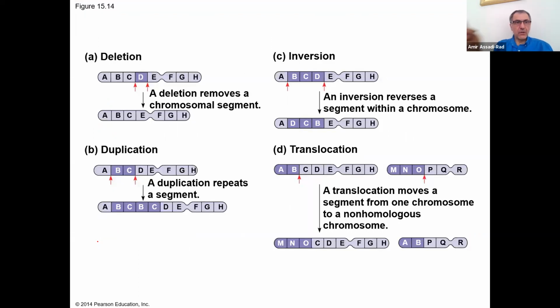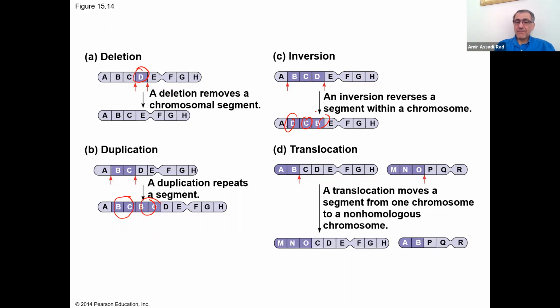Yes, perfect. So right here, you have A, B, C, D, E, F, G, H. If D is deleted, then you have A, B, C, E, F, G, H. That's deletion. Duplication: A, B, C, D, E, F, G, H, with B, C duplicated. Okay, this happens during the S phase of mitosis or meiosis. And then inversion: if you have A, B, C, D, E, then it's A, D, C, B, E. It makes a difference later on when we talk about it. It will make a big difference.